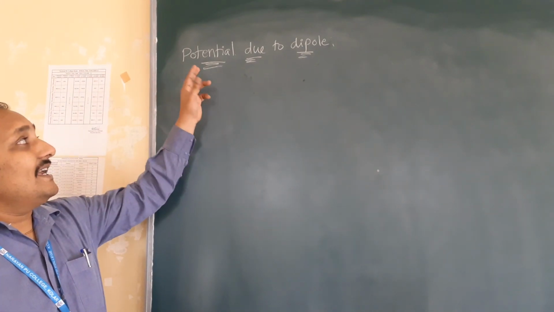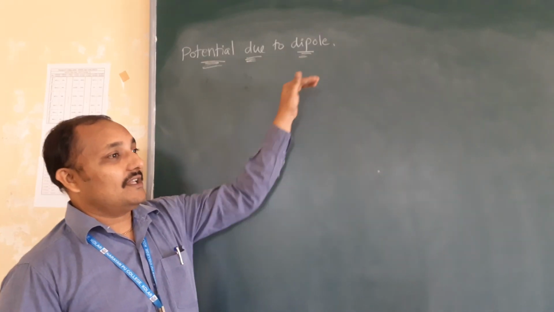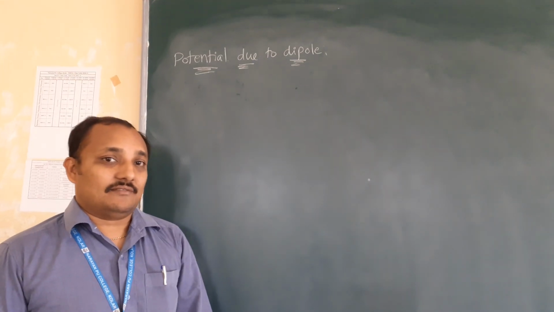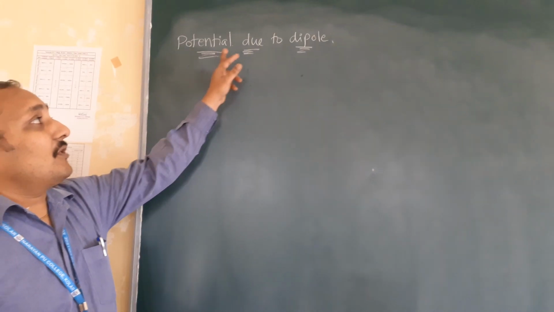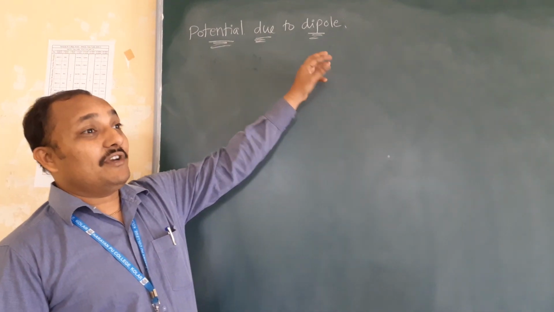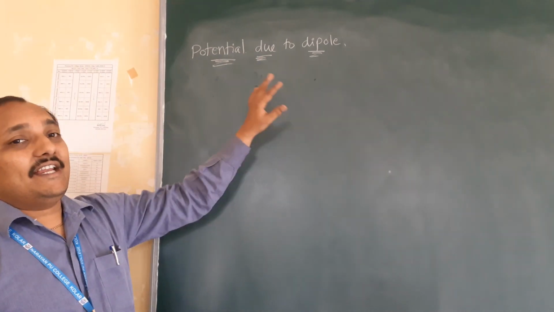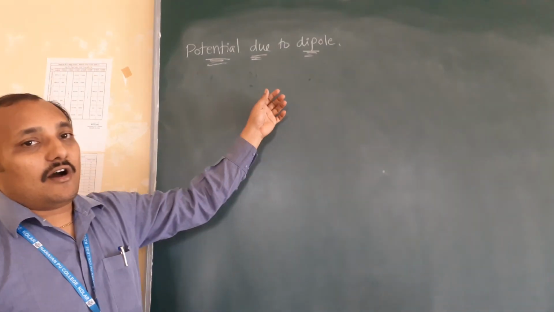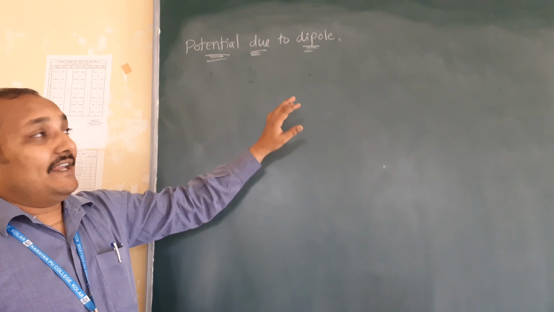Already you found the electric field intensity due to a dipole, one on the axial line and one on the equatorial line, in the previous lesson. Now we are finding potential due to the dipole at any point, neither on the axial line nor on the equatorial line. We are finding it at some general point.